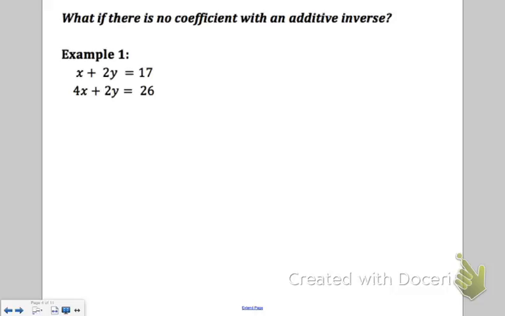Let's look at another example where the equations are set up in standard form, but we do not have coefficients that are additive inverses. So take a look at this example and the one we just did together and identify the differences or similarities that you see in both examples.